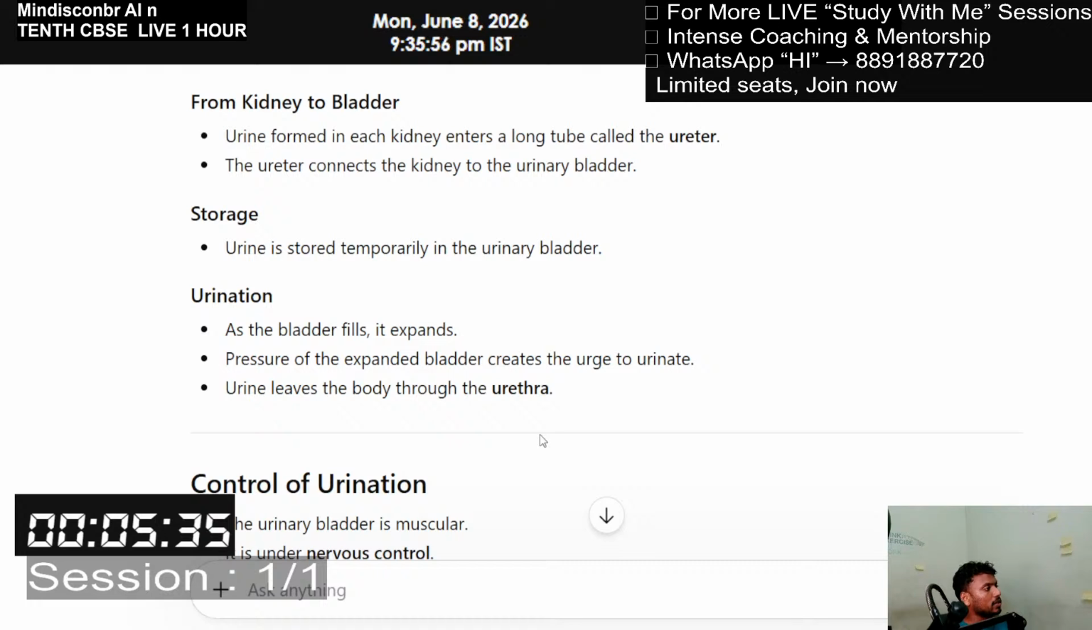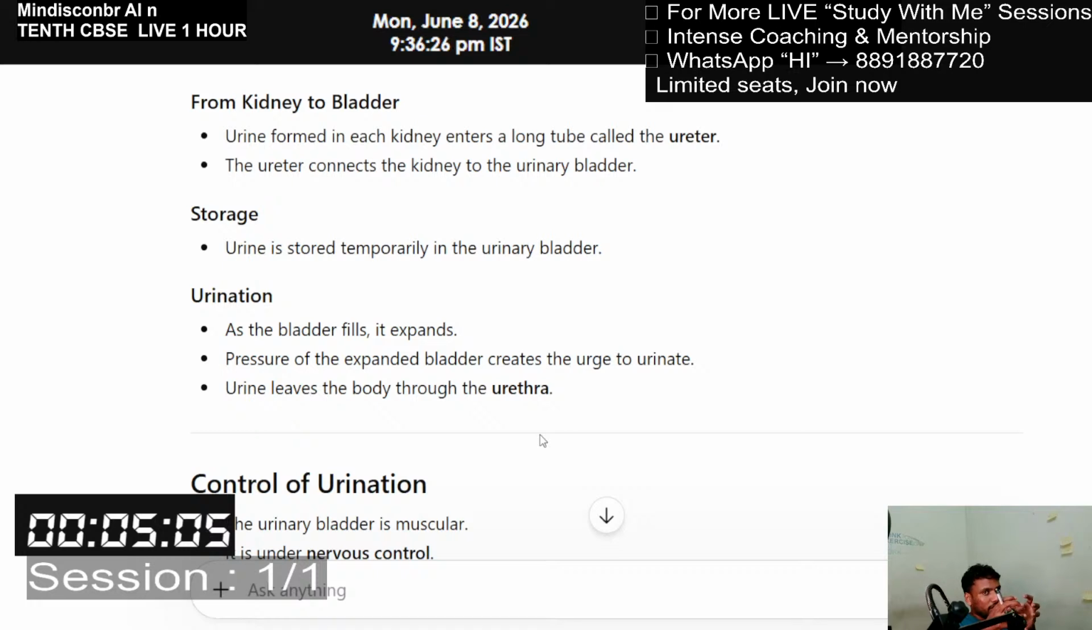Urination. As the bladder fills, it expands. The pressure of the expanded bladder creates the urge to urinate. And when the bladder expands, what happens? It has a capacity up to which it can store the urine. After that, it becomes elastic and expands.